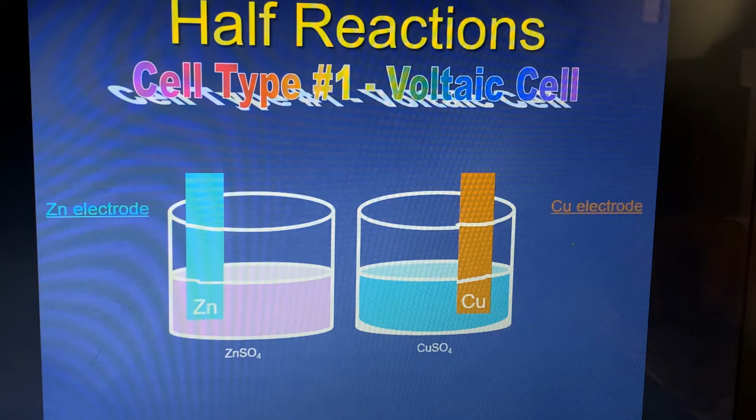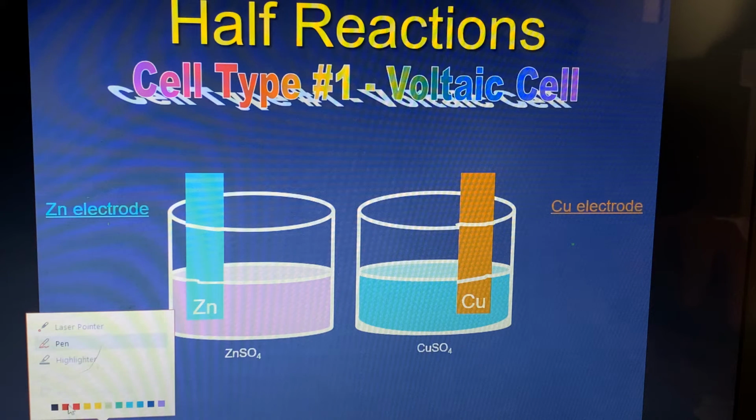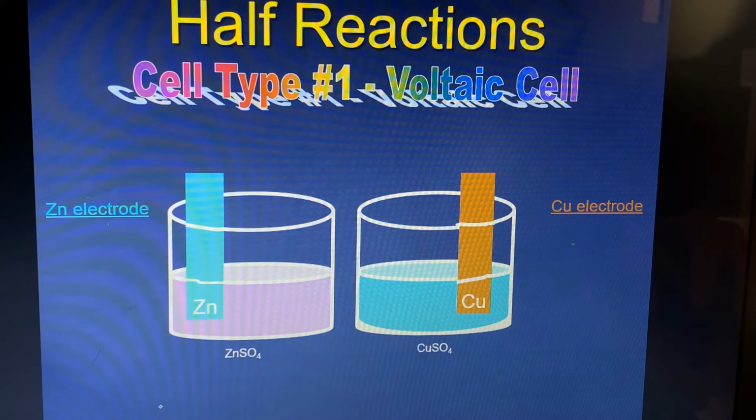So what that means is, in this solution here, purple will work, I think. In here, all we're going to write in is what we're concerned with. This is going to have zinc plus 2 ions.